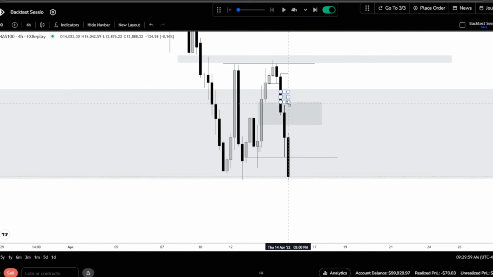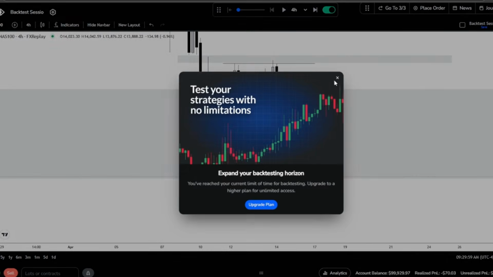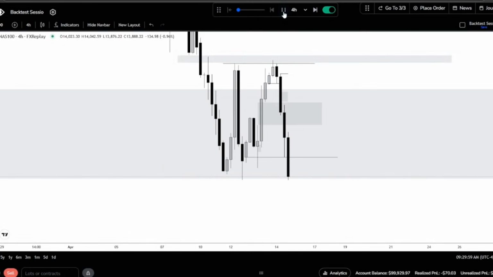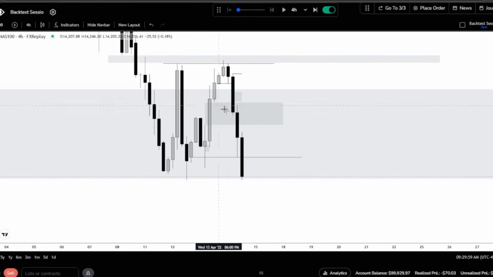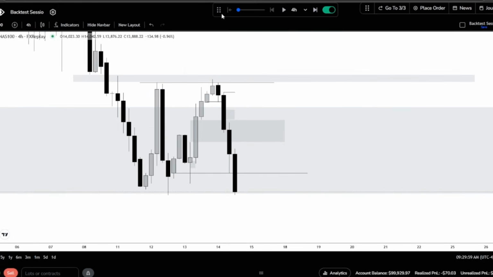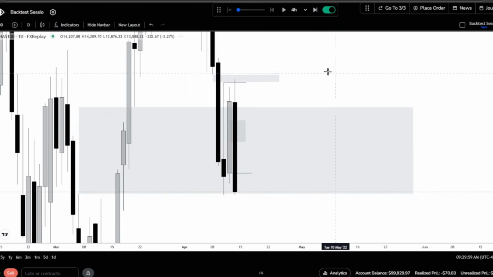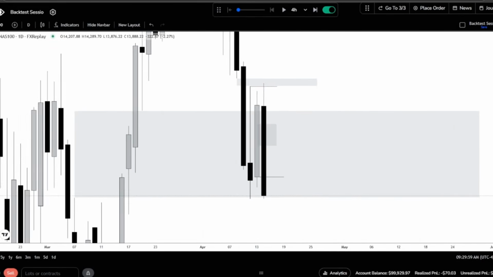I guess I can't. Can I not go forward? I can't go forward? Oh my god. Okay. Is it just bugging out or what? This is disgusting. Let me switch over to TradingView.